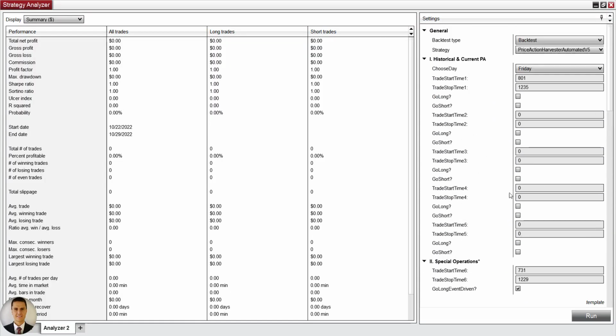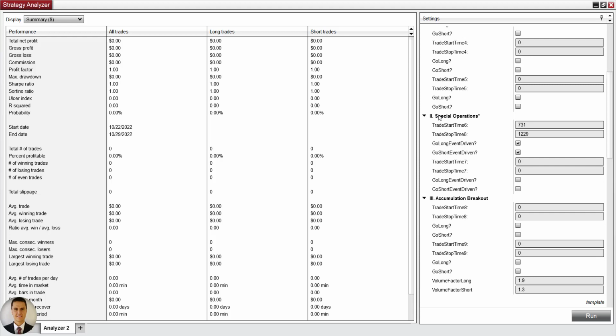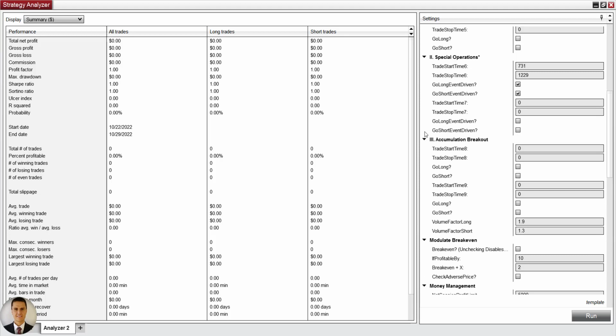So let's make sure we have everything that we want. We want Friday. We're not doing anything here because we're not checking, so we're not using that strategy. We're using special operations strategy 2. We're not going to use the accumulation breakout strategy.